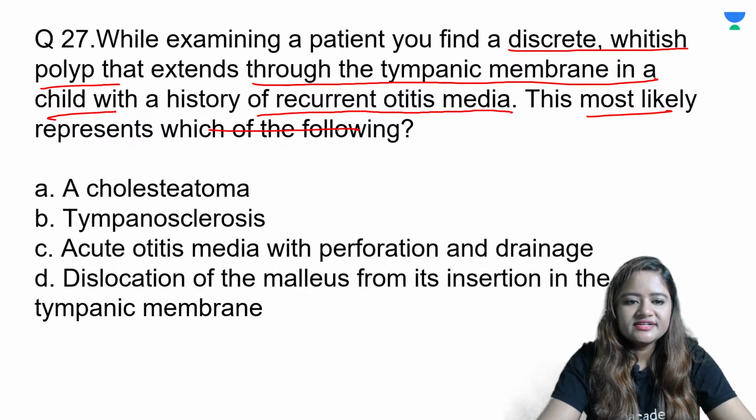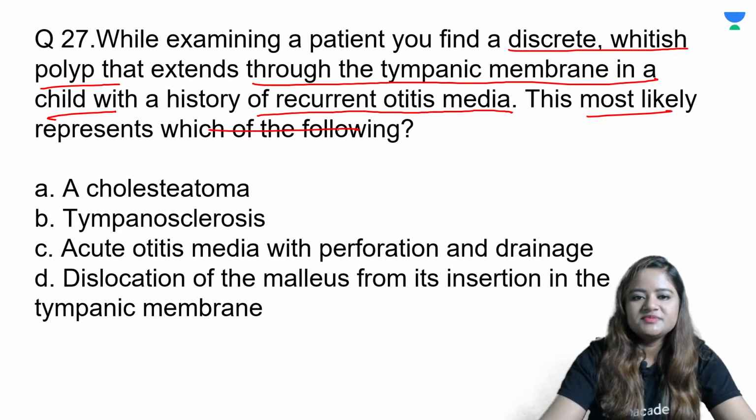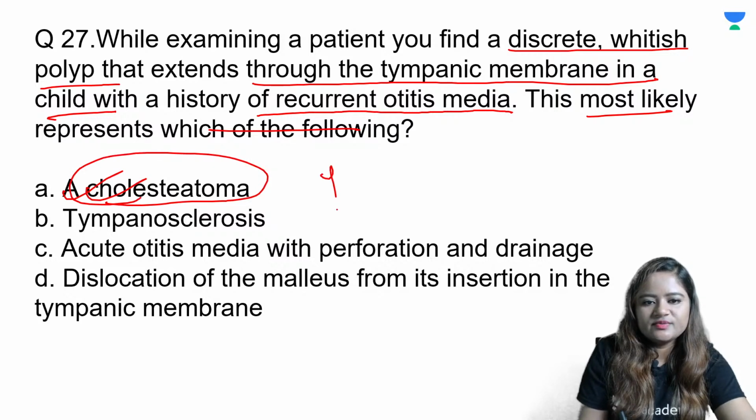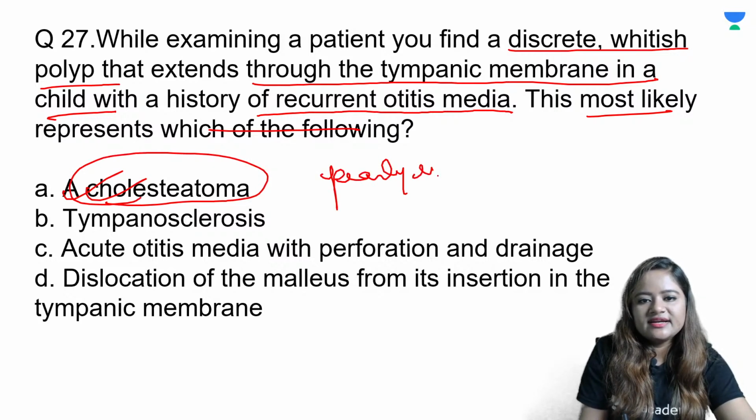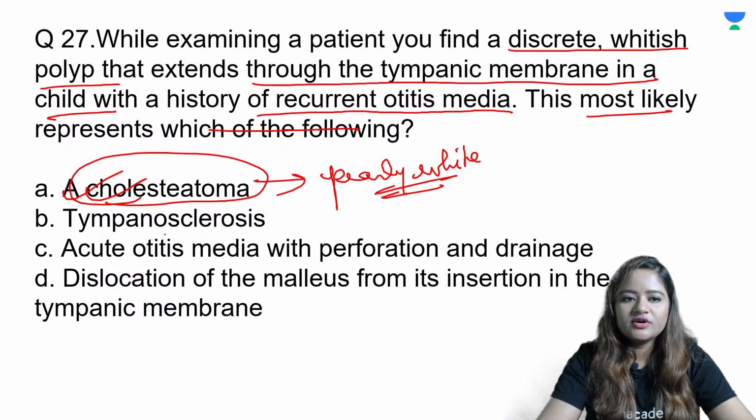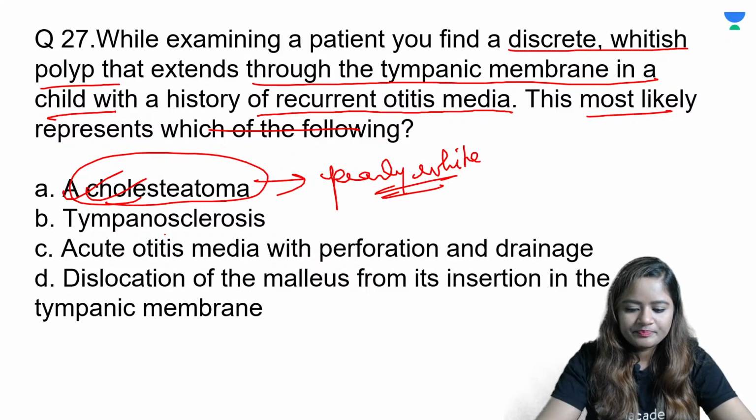Whitish discharge or whitish coloration from the tympanic membrane with recurrent otitis media. बार बार otitis media होने से क्या हो जाता है? It is cholesteatoma. ठीक है, cholesteatoma is pearly white lesions that we see. ठीक है, so pearly white lesion जहाँ भी mentioned हो, you have to think about cholesteatoma. That is also because of recurrent otitis media that is occurring.